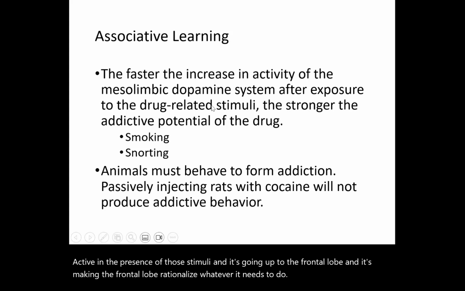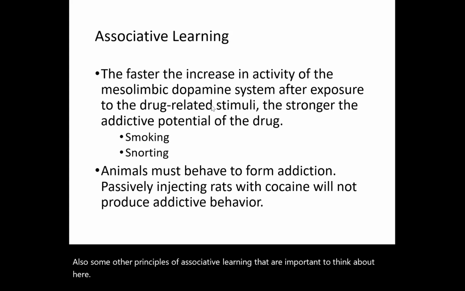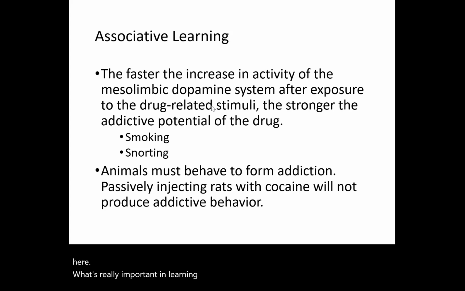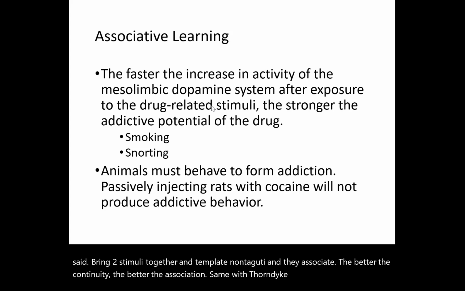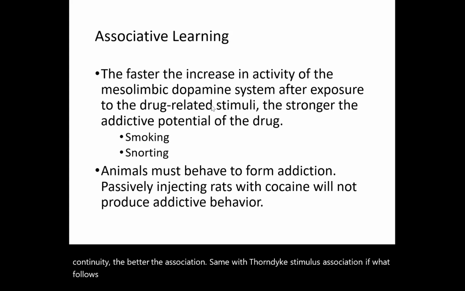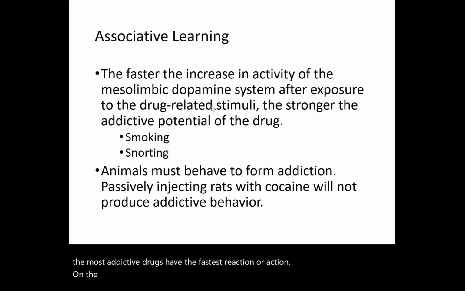Also, some other principles of associative learning that are important to think about here. What's really important in learning? Temporal contiguity. Use that word a bunch. Pavlov said, bring two stimuli together in temporal contiguity and they associate. The better the contiguity, the better the association. Same with Thorndike. Stimulus-response association, if what follows is rewarding, but that reward has to come pretty quickly. And so some of the most addictive drugs have the fastest action on the mesolimbic dopamine system.